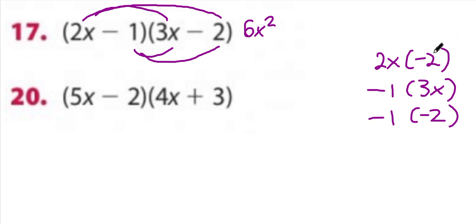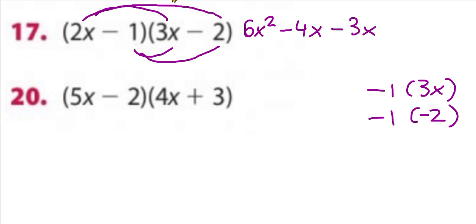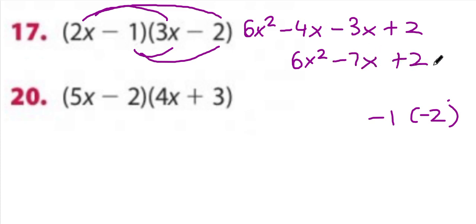What's 2x multiplied by minus 2? Minus 4x, because 2 times minus 2 is minus 4. Minus 1 times 3x. And probably where most people made their mistake, minus 1 multiplied by minus 2. Okay, and then what happens next? Minus 4 minus 3. No. You owe somebody 4, you owe somebody 3. Minus 7 plus 2. Alright.